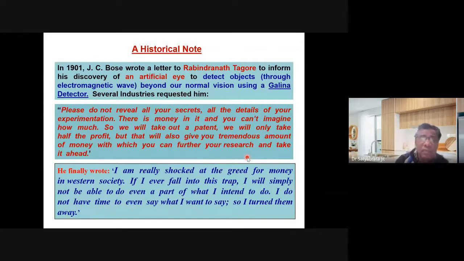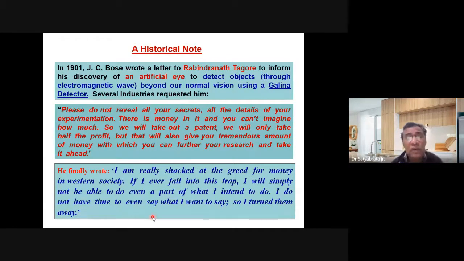Then at the end of this letter, he wrote that he was really shocked at the greed for money in Western society. If I ever fall into this trap, I will simply not be able to do even a part of what I intend to do. I do not have time to even say what I want to say. So I turned them away.